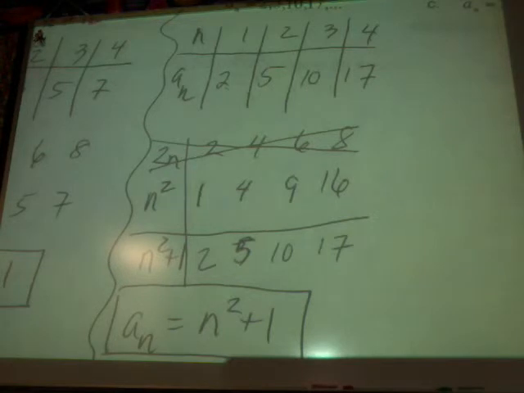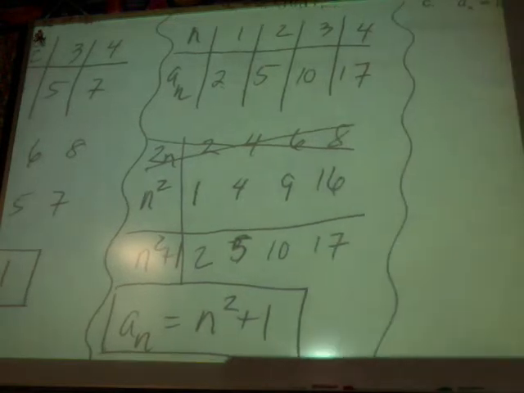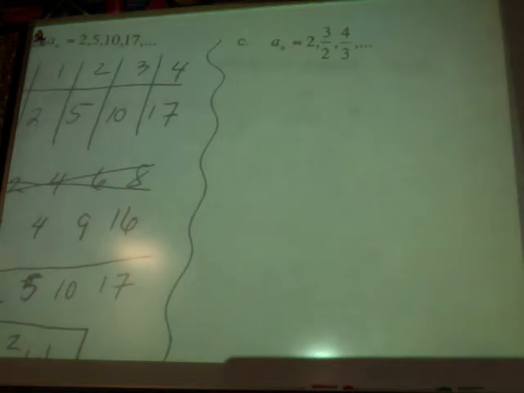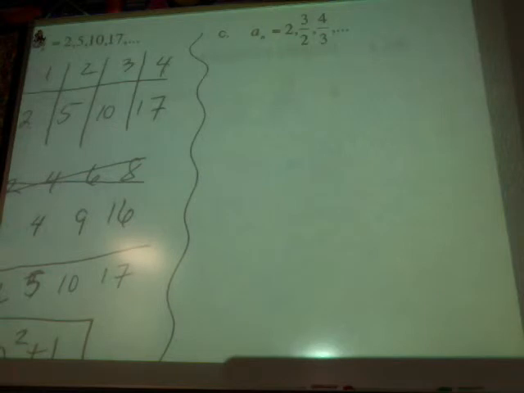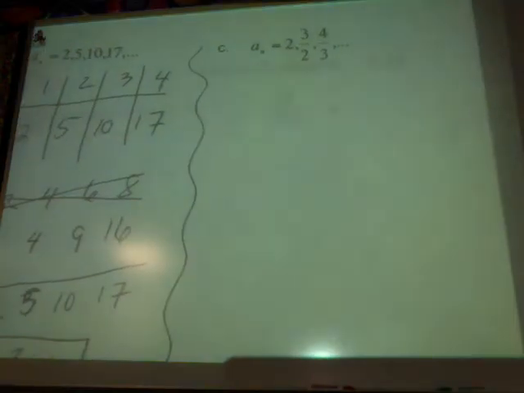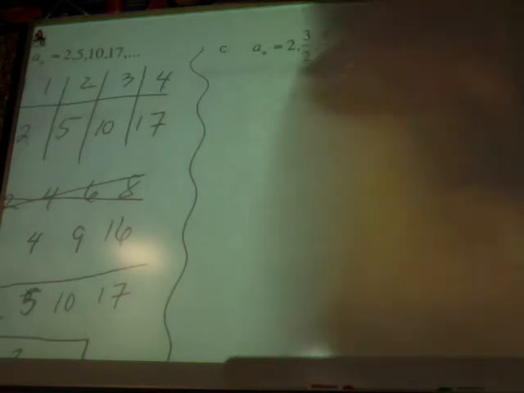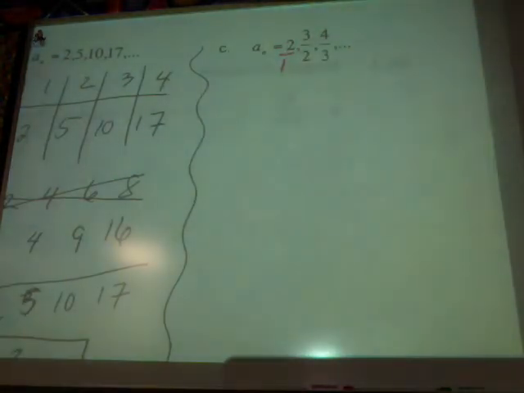Then look at C. C is a little different. You've got 2 fractions and a non-fraction, right? If you've got fractions and one is not a fraction, the first thing I would do would be to put 2 over 1. Make them all a fraction. Do you see a pattern forming? 2, 3, 4, 1, 2, 3, right?